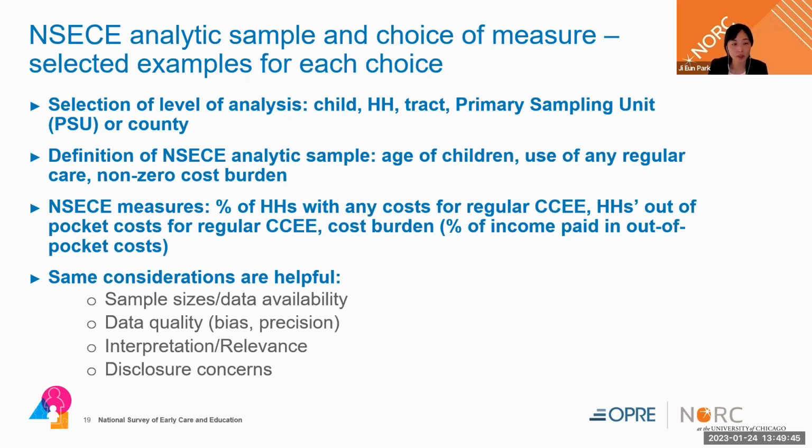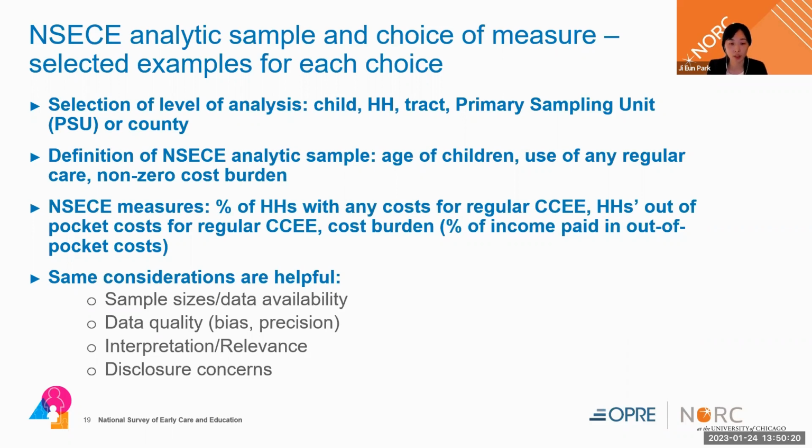And another question to think about is the specific NSECE measure. So in our cost example, depending on how you construct the measure, it can also have impact in your results and how you interpret the results. So you could have a household level, percent of households with any cost of regular CCEE, or you could also have a more continuous variable of household out-of-pocket costs for regular CCEE. That's going to be a dollar amount.